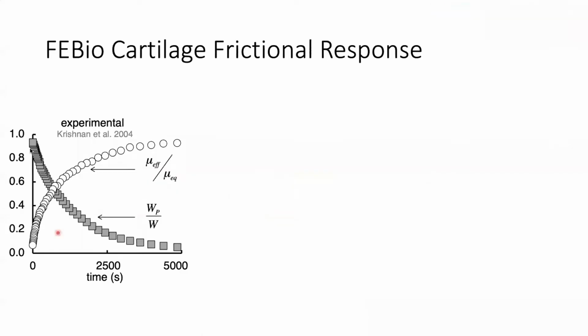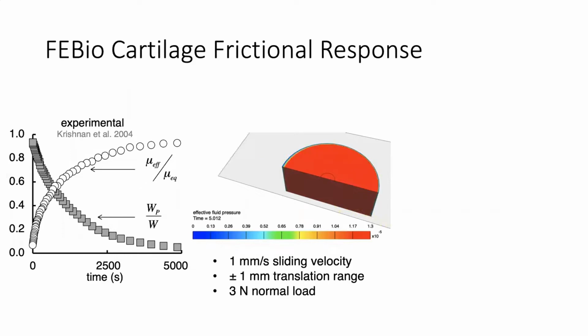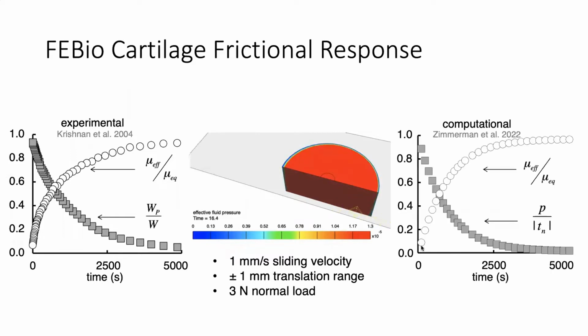So I want to remind you, this is the experimental data for the fluid load support and the friction coefficient. And I told you it takes a long time to run these analyses, for the number of cycles that take us to 5,000 seconds of loading. But we did that for the paper that we published this year. So if we actually run this analysis, I'm going to show you that we did the analysis for up to 5,000 seconds of loading on FEBio, and these are the parameters that we use for this particular FEBio analysis. They mimic the experimental study, and these are the FEBio results.